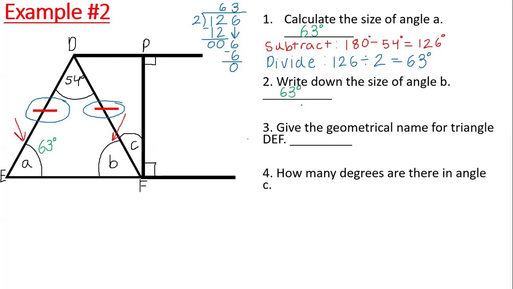Now we have number 3. Give the geometrical name for triangle DEF. What is that? Isosceles triangle. How do we know it's an isosceles triangle? Because two sides are equal. Very good. Two sides are equal.